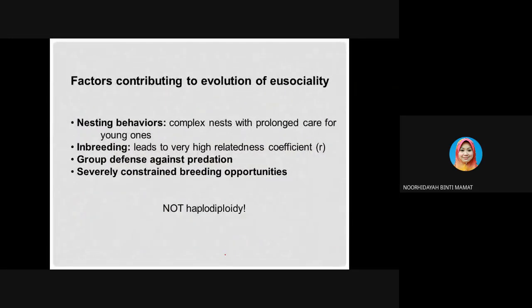So the factors contributing to the evolution of eusociality in animals: the first one is nesting behavior, for example, a compact nest with prolonged care for young, and also inbreeding in naked mole rats, which leads to a very high relatedness coefficient. The factor of group defense against predation also contributes to the evolution of eusociality, and severely constrained breeding opportunities also contribute, not only haplodiploidy as suggested by Hamilton.